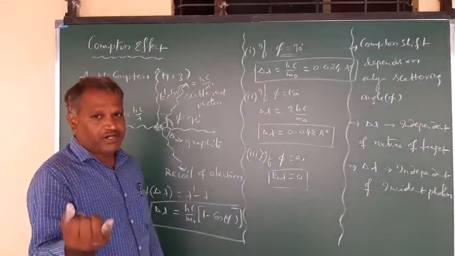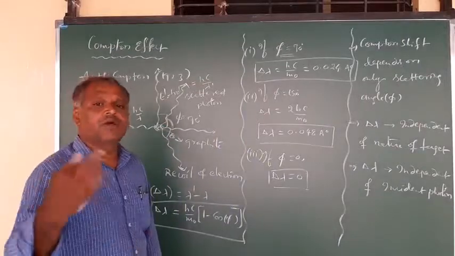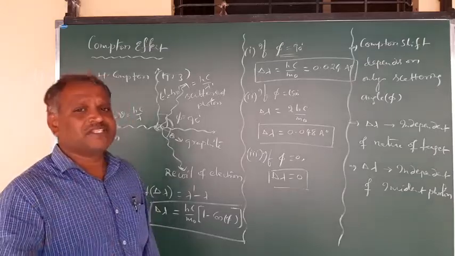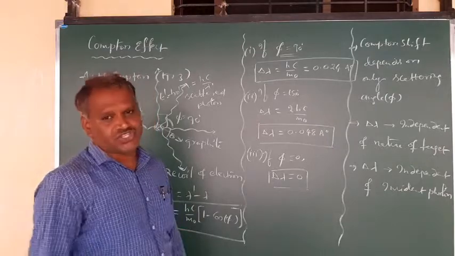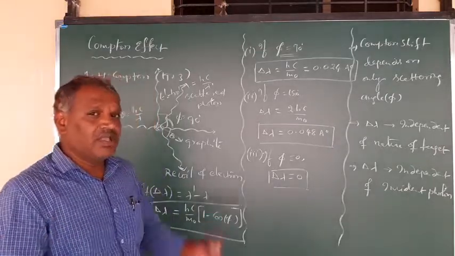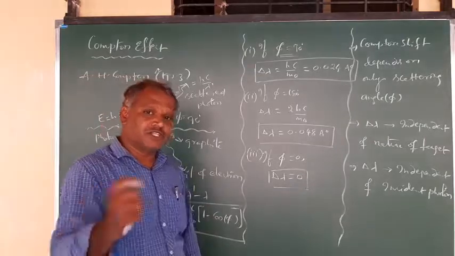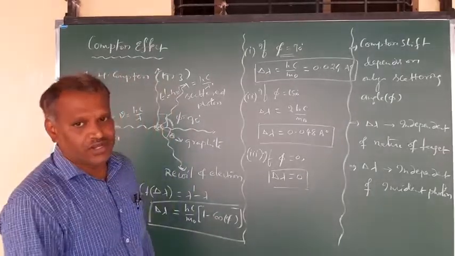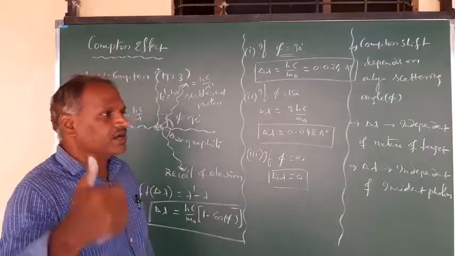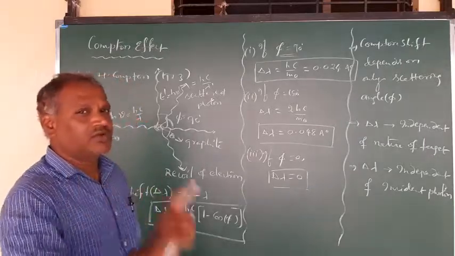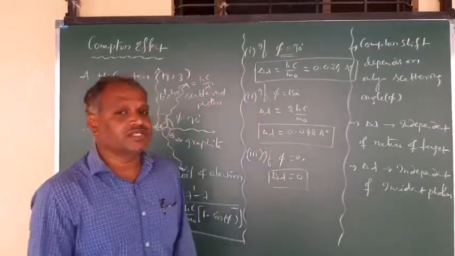These are the points you have to remember related to the Compton shift: what the Compton effect and Compton shift are, and its minimum and maximum values. Depending upon the scattering angle, the Compton shift value changes. The Compton shift is the difference between the wavelength of the scattered photon and the wavelength of the incident photon. It depends purely on one factor, the scattering angle.